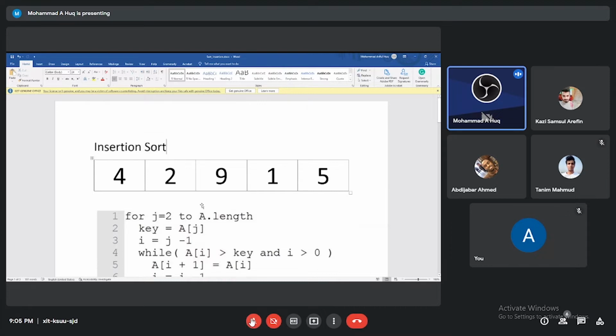Okay, insertion sort. In insertion sort, you all know how to play cards, yes? I mean the card game, Tash khela. Yes, sir. Okay, in a card game, what do you normally try to do? Abdizaber, you are familiar with card games? I mean playing cards, you know? No, sir, I don't.